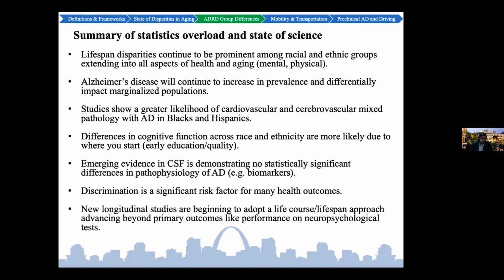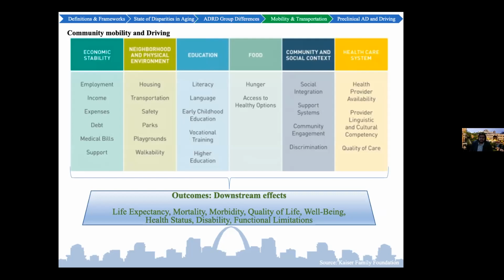There is some emerging evidence with regards to CSF biomarkers, but it's still, I think, a little bit compromised in terms of trying to make any appropriate determination on where the risk lies, or whether there are any true differences. Discrimination itself is a significant risk factor for a number of health outcomes. And lastly, I think new longitudinal studies are beginning to adopt this life course approach, which I'll talk about in a little bit.